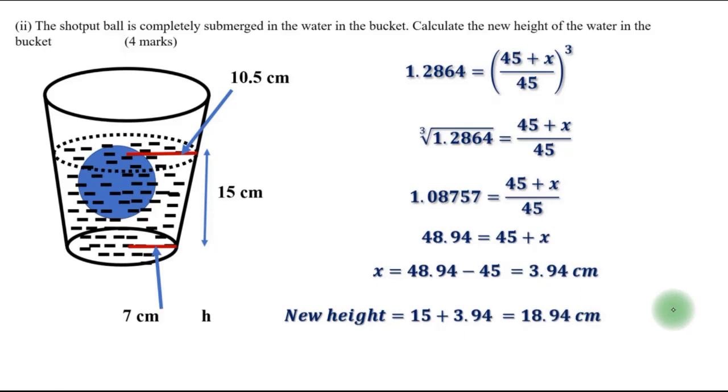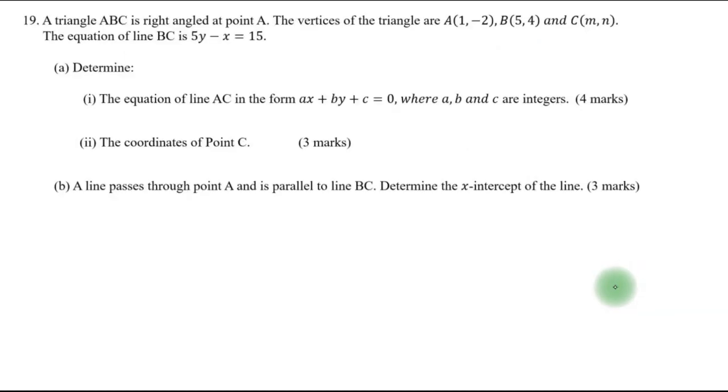We move on. Question 19. A triangle ABC is right-angled at point A. The vertices of the triangle are A is (1, -2), B is (5, 4), and C is (m, n). The equation of line BC is 5y minus x is equal to 15. Part A, determine the equation of line AC in the form ax plus by plus c is equal to 0, where a, b, and c are integers. And then Roman 2, determine the coordinates of point C. And then part B, a line passes through point A and is parallel to line BC. Determine the x-intercept of the line.